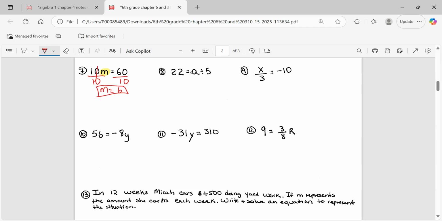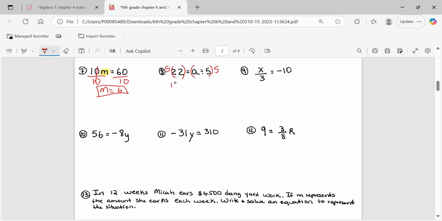22 is equal to a divided by 5. Sometimes you see this division bar for division, only because at this point this is 6th grade. A lot of times, though, you'll see it with the actual division bar as in number 9. Nonetheless, to get rid of the 5, you would multiply both sides by 5. And remember, the parentheses means multiplication.